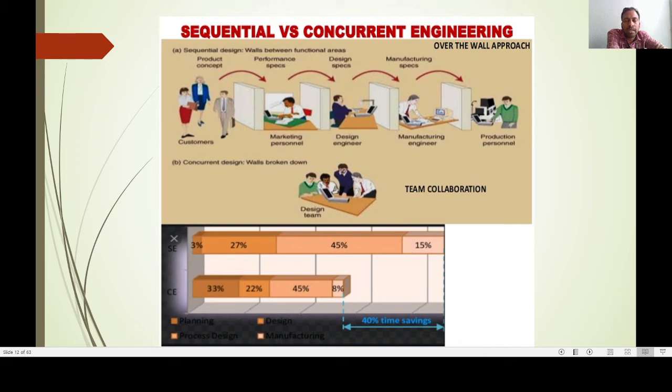Sequential and concurrent engineering. In sequential engineering, the teams are separate. Once the customer feedback is sent to the marketing team, the marketing person passes that information to the design team. After that, after the checking of design, the manufacturing specs are informed to production. This is the sequential approach or sequential engineering. In concurrent engineering, all the teams are together to find the possible solution for the problem or the component.